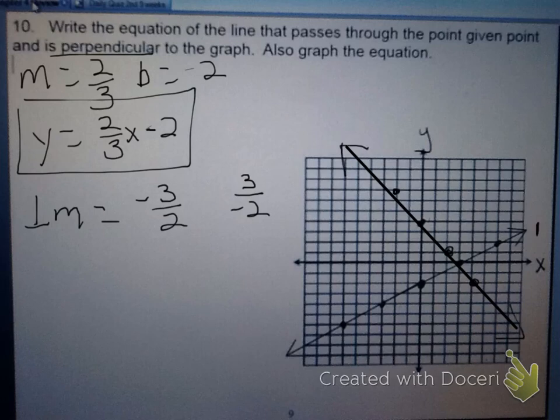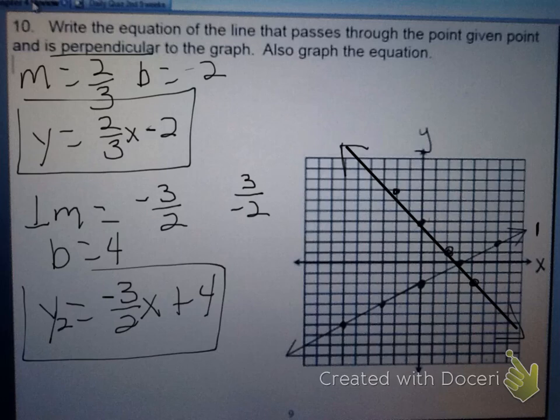So the equation, my b for this equation is 4. So the equation is y equals -3/2 x plus 4. That is the equation of the second line. This is the equation that I want. If you put the equation of the first line that's given to you, that's fine. You don't have to, but that's okay if you did.